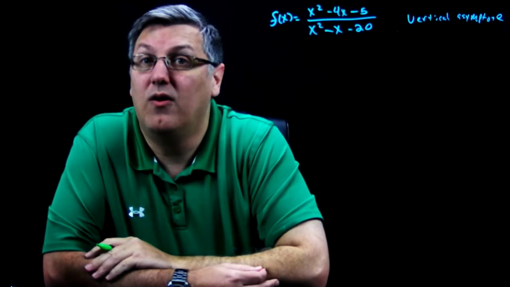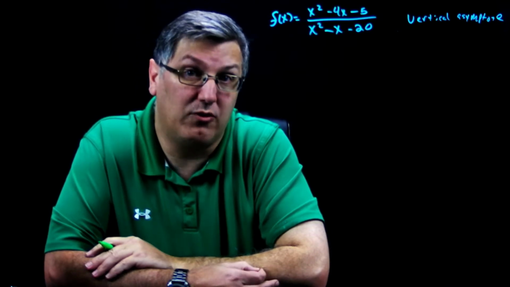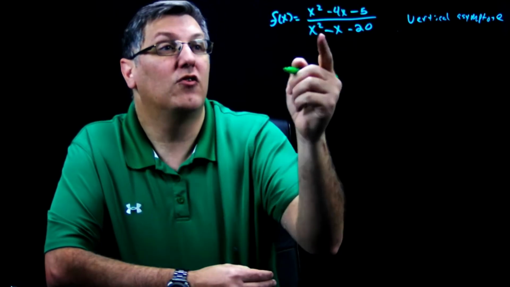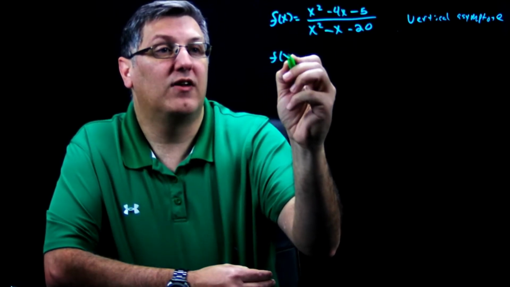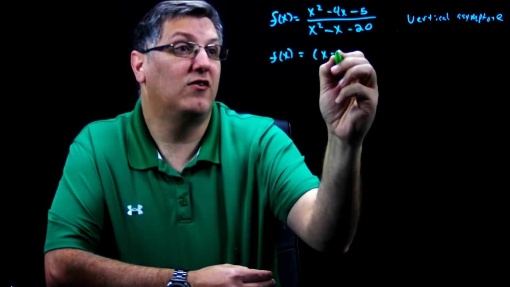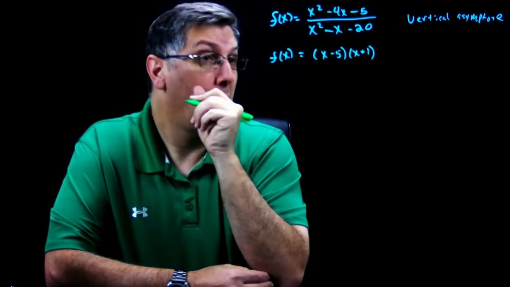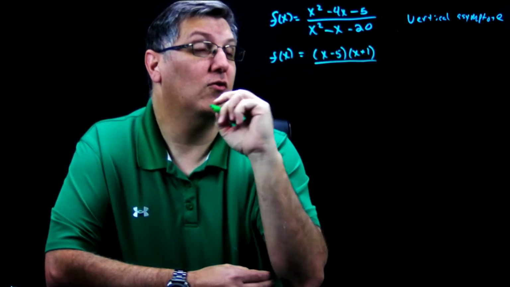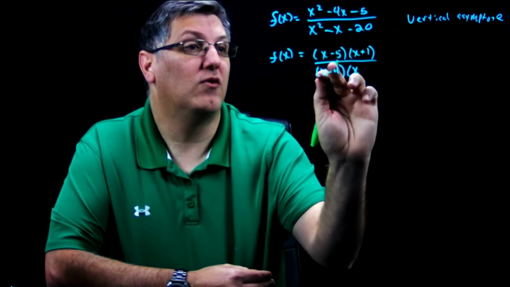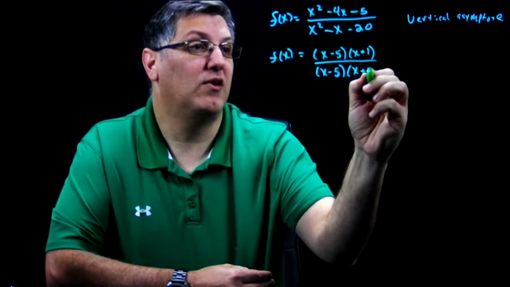All right, anytime you have a rational function and you're looking to graph it, you might as well just factor it right off the bat if it's factorable, because that will make your life a whole lot easier. So I'm going to factor this right off the bat. I'm going to say f of x equals, the top factors to x minus 5 times x plus 1, and the bottom is going to factor to x minus 5 and x plus 4.